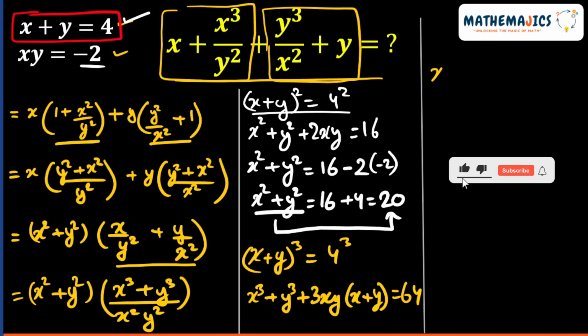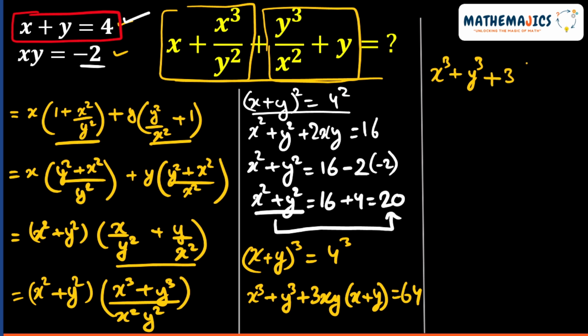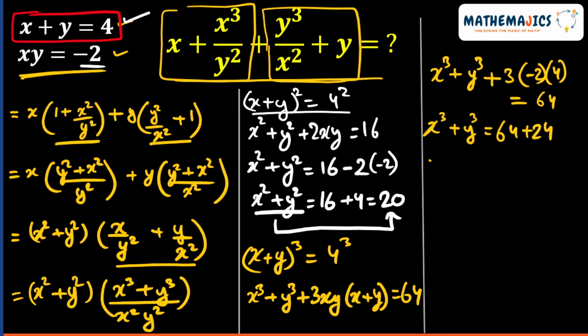After this step, we will get x cube plus y cube plus 3xy. What is xy? Xy is negative 2. It is given in the question. Times x plus y. What is x plus y? X plus y is 4, so times 4. This is equal to the cube of 4, that is 64. If we simplify this further, we will get x cube plus y cube. This will give us 4 times 2 is 8, 24. That means 64 plus 24. X cube plus y cube will be equal to 88.